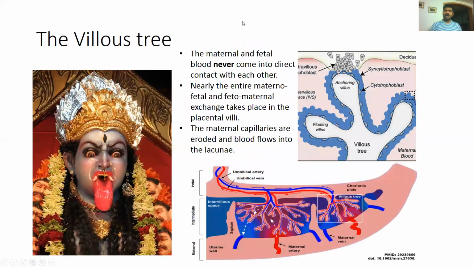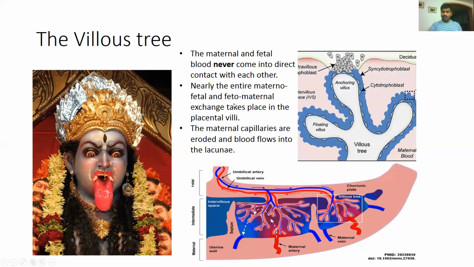Now we see how the chorionic villi looks. First, if you look at the picture on the top right, this is the structure of a chorionic villi, which is in the shape of a human tongue. And you can see the pictures below. This is the villus tree. This is the chorionic villi, which is in contact with the maternal vein, the blood, artery, and so on.